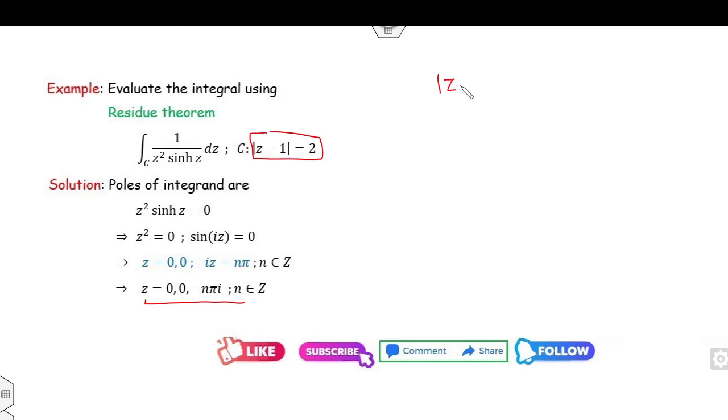So clearly say your curve is modulus of z minus 1 equal to 2. Firstly 0. If I substitute 0, whether it lies, you can see it is minus 1. Yes, it is less than 2. That means it lies inside the curve. Minus n pi iota: when n is 0, it is 0. When n is equal to 1, it is minus pi iota, minus 2 pi iota, or you can say plus minus.